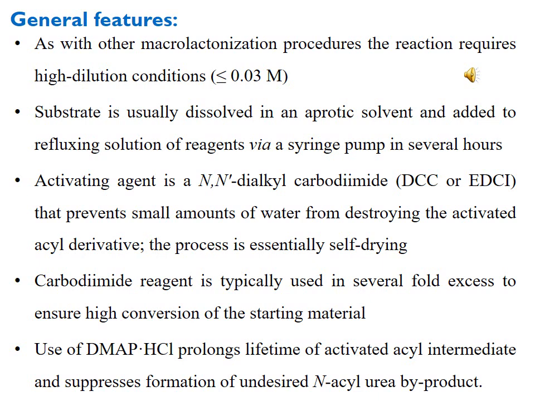The use of dimethylaminopyridine HCl, that is, protonated amine, prolongs the lifetime of the activated acyl intermediate and so suppresses the formation of the undesired N-acylurea byproduct. So DMAP.HCl is recommended for the progress of the reaction also, and we discussed in the introduction section of the previous lecture that without using DMAP.HCl, Keck and his group were unable to get the ester by the esterification process.